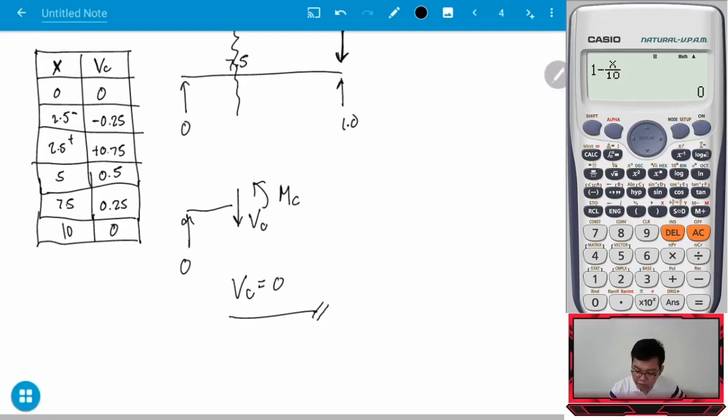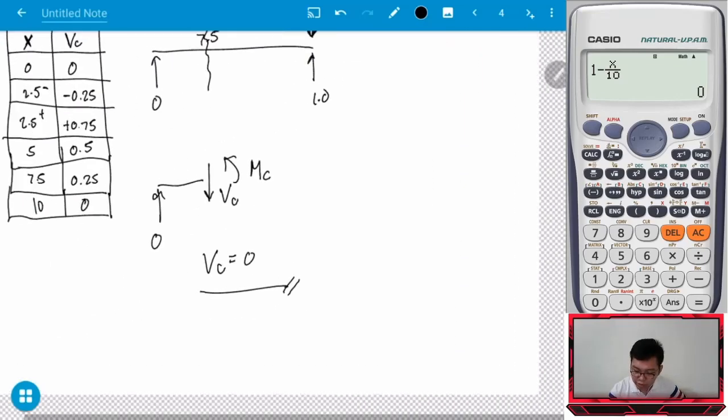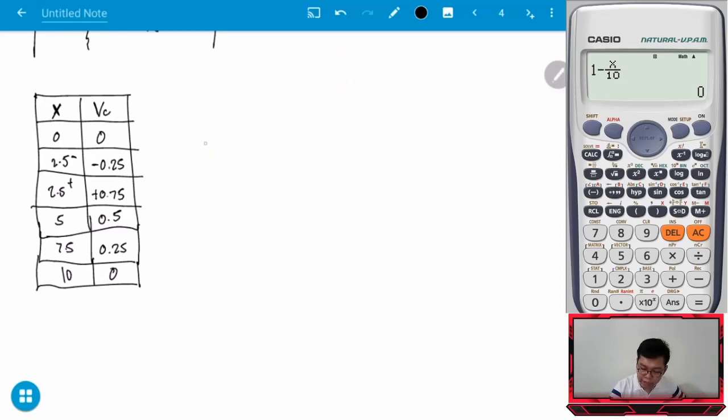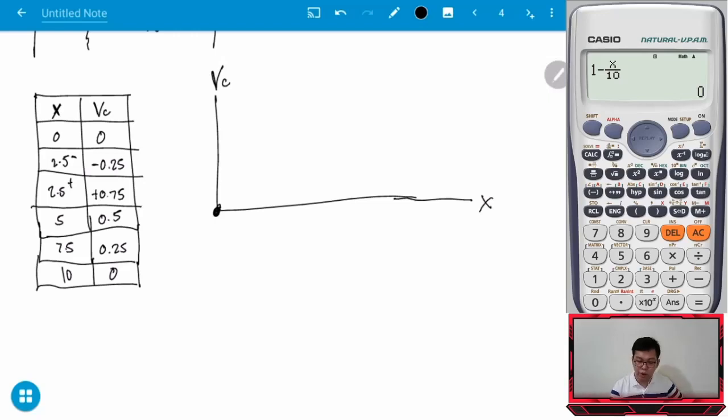Okay? So, again, burahin ko na naman, guys. So, bura-bura na naman. Sorry. Yan, burahin ko na naman. So, plot ko ang points, guys. The first point is at 0, 0. So, ito yun. Okay? By the way, this is our x-axis, the length of the beam, and then we have the VC. And then, ang next point is actually sa 2.5, okay? And then we have negative 0.25. So, I hope agree kayo. So, since negative, nasa ibaba yan.